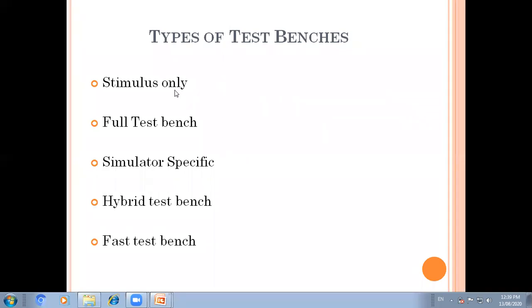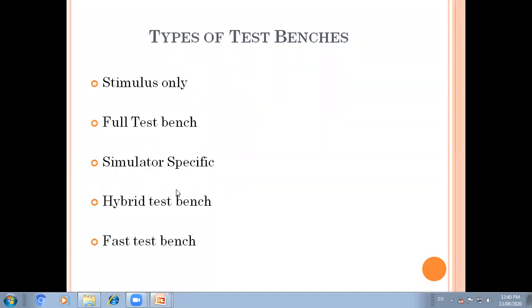Here we'll understand the first type, the stimulus only. It contains only the stimulus driver, and the DUT does not contain any result verification. DUT is the design under test. Next, the full test bench contains the stimulus driver, known good results, and result comparison. So that is the full test bench.